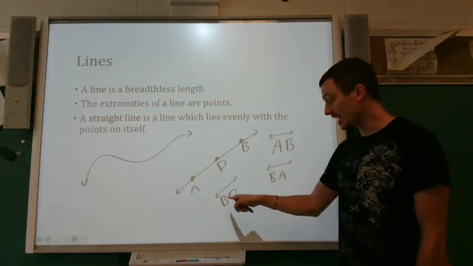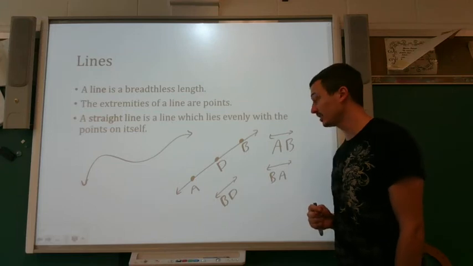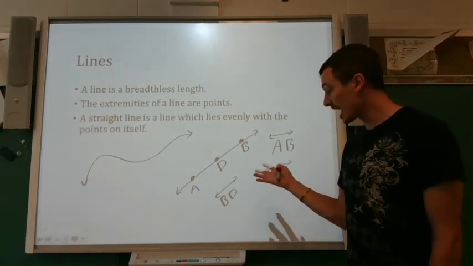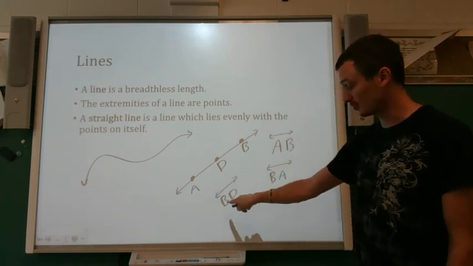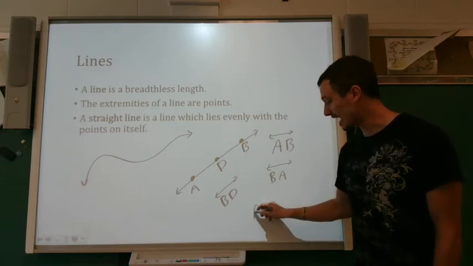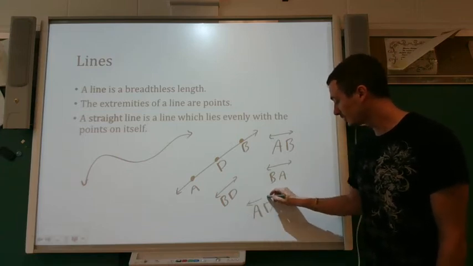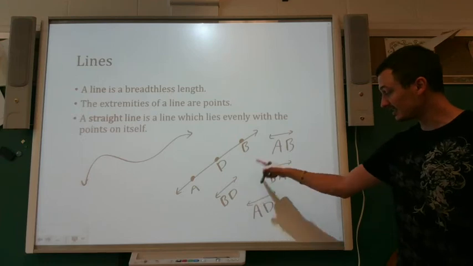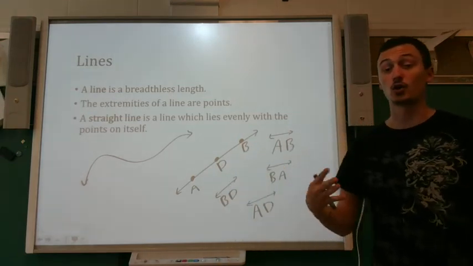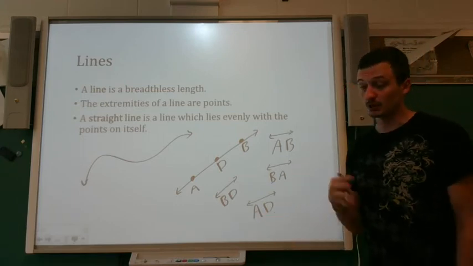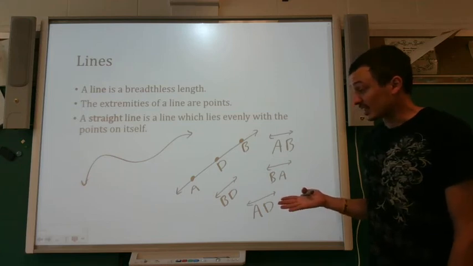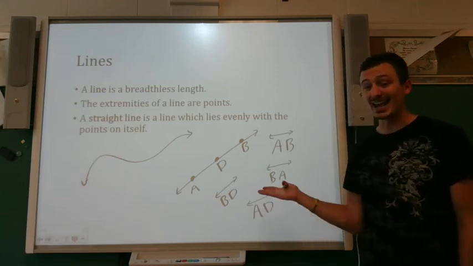As long as you name 2 points that are on that line and put that line over it, you're talking about that line that goes through points B and D, points A and B, points B and A, points A and D. All of these reference this one line here. They're all correct references of that line. Neither one of them is more correct than the other. Those are different ways to name this line.